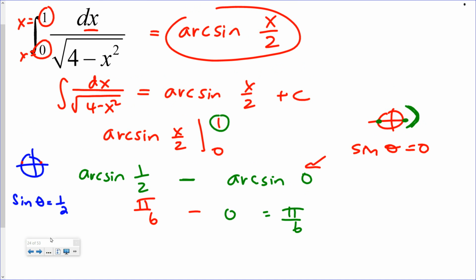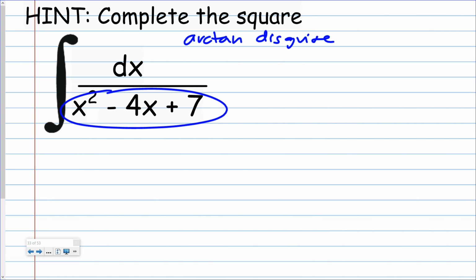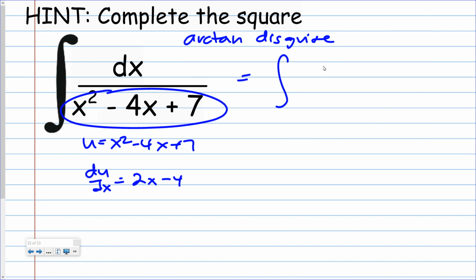And then there's one other thing I need to teach you, okay? This problem is actually an arctan problem in disguise, okay? If you take u and then take the derivative, what's going to happen, I'll just let you know, is that your x's are not going to cancel out. This will be 1 over u times dx or du over 2x minus 4. Okay, your x's are not going to cancel out.